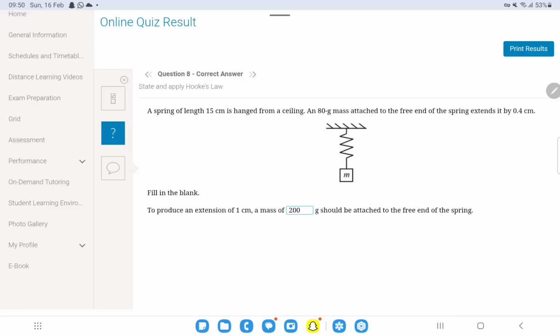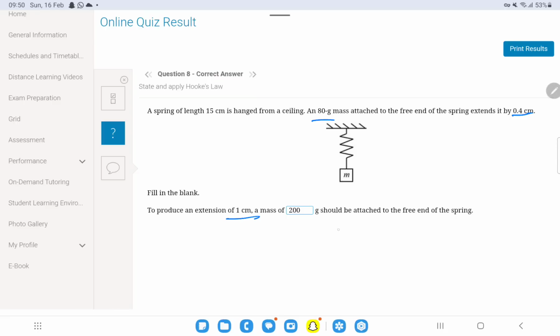For this question there are two ways to do it. Either use Hooke's law or cross multiplication. A spring of length 15 centimeters is hanged from a ceiling. An 80-gram mass is attached to the free end of the spring and extends by 0.4 centimeter. To produce an extension of 1 centimeter, x grams should be attached to the free end of the spring.